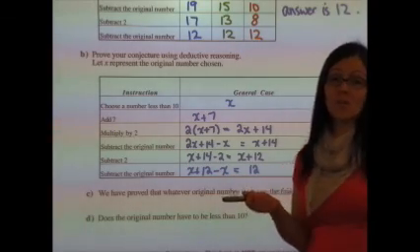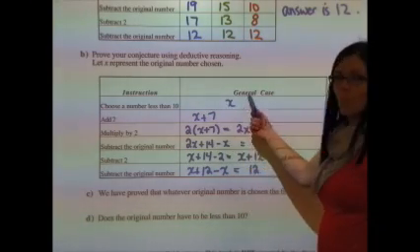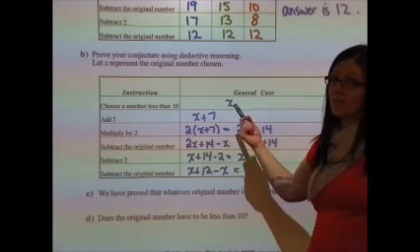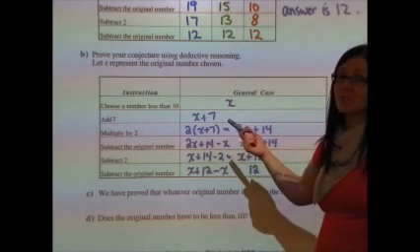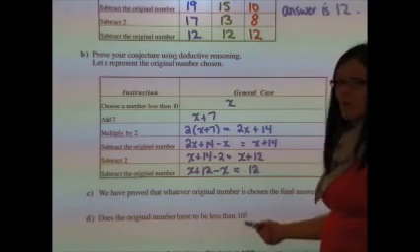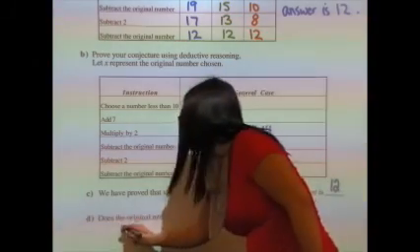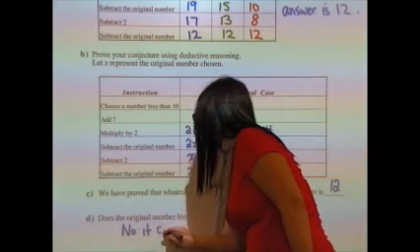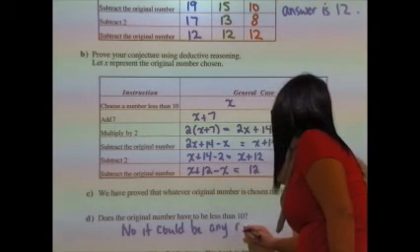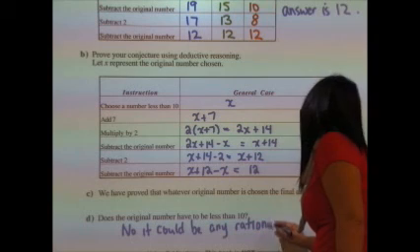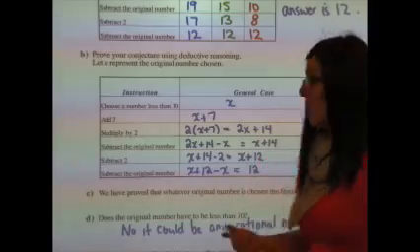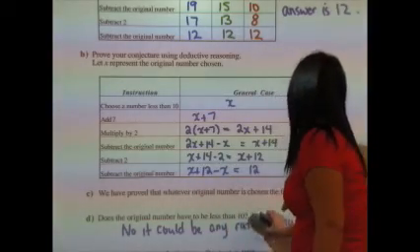Could I have picked a number a bit greater than 10? I picked x. What is x equal to? X could be anything. Positive, negative, rational. It could be a fraction, it could be a decimal. So, does the original number have to be less than 10? No. It could be anything. So we'll just say it could be any rational number. Actually, it could be any real number, not even rational.